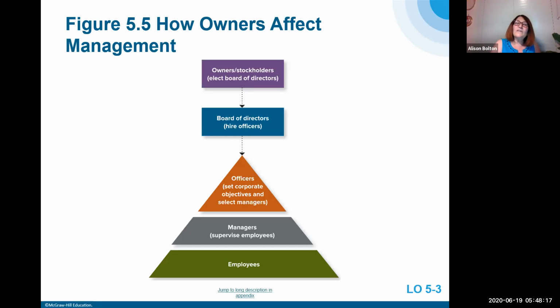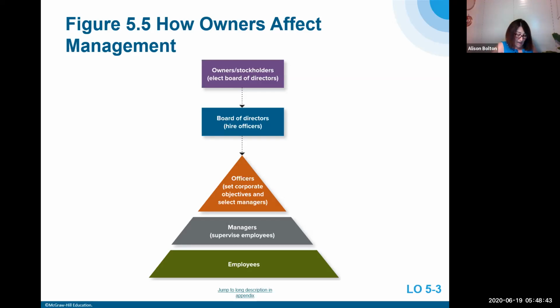Now, it's really important to look at the structure and management of a business. So let's say you're one of the owners, the original stockholders. What you're going to do is elect a board of directors. If you're in a partnership or a corporation, you're going to work together to decide who the board of directors are going to be. And usually they're hired and usually they're paid.